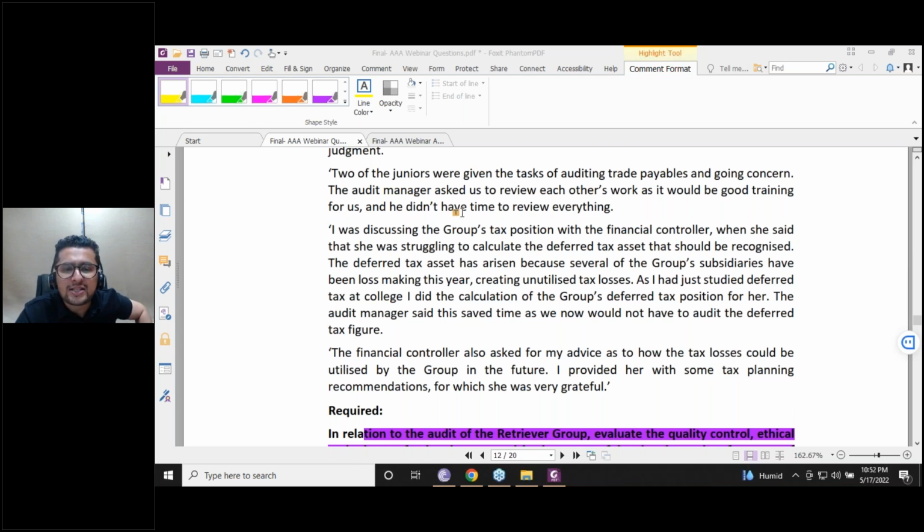The audit manager asked us to review each other's work as it would be good training for us, as he did not have time to review everything. The juniors are at an equal level. They might not be able to detect the mistakes. So the review work is compromised. And the audit manager does not seem to have good enough time, so he's not allocating time. He should take on the overall responsibility along with the partner. Another mistake. Again, if you have attempted and prepared the previous question, this is some repetition.